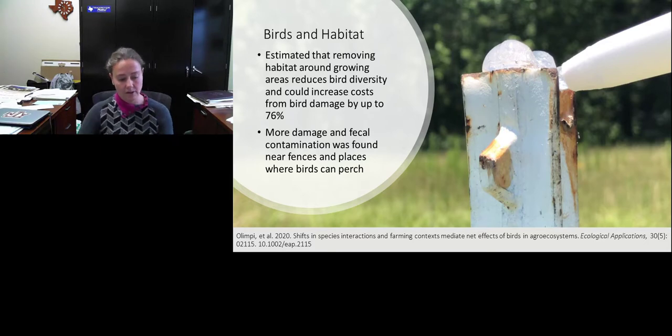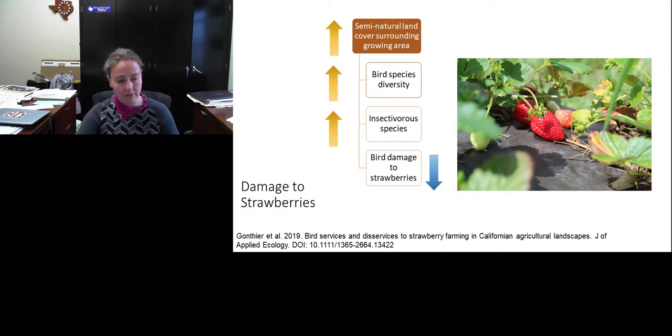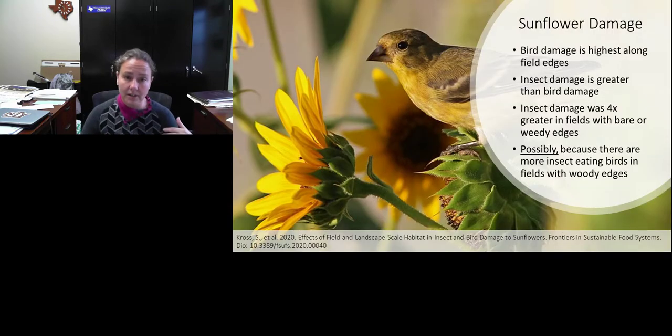All right, so shifting gears a little bit, we're going to talk about sunflower damage. This is a study led by Sarah Cross and colleagues, also out west. They looked at bird damage to sunflowers, and this is really important research since birds are notorious for causing a great deal of damage in seed and grain crops.